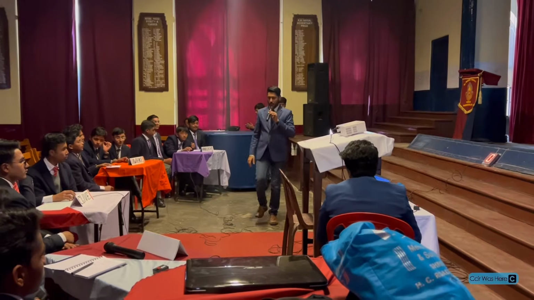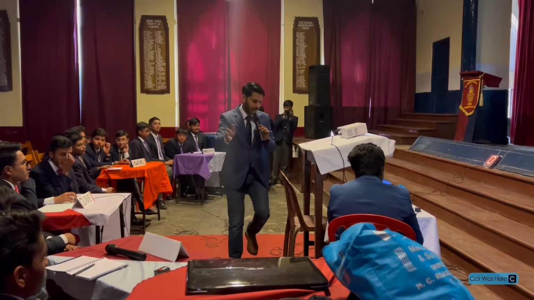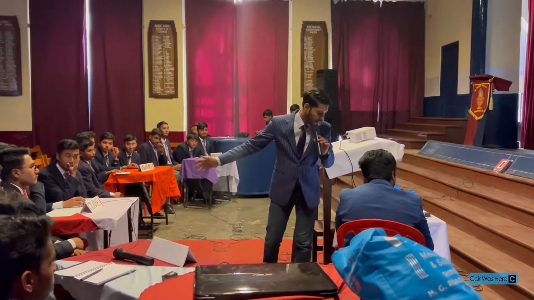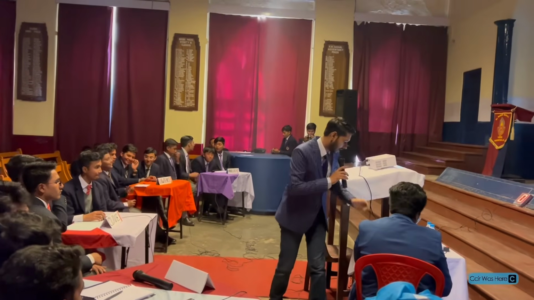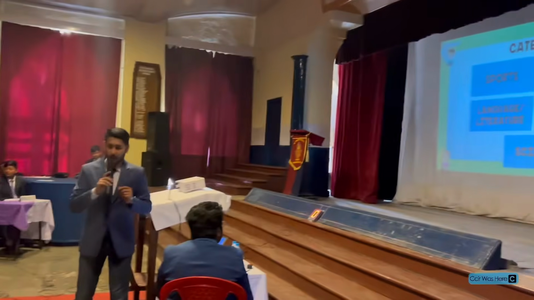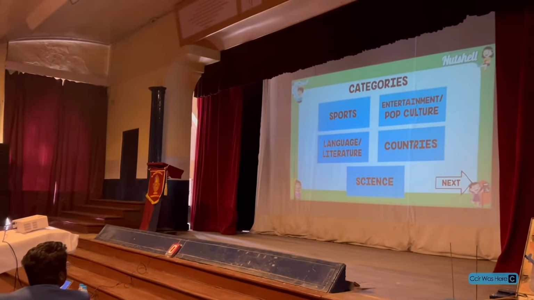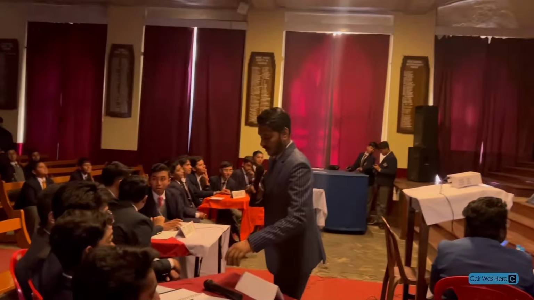So according to the scores we'll choose, so first will be Hastings, then Clive, followed by Havelock and then Lawrence, okay? Let's look at the categories. Here are the 5 categories. Hastings, your category first. Science, okay.